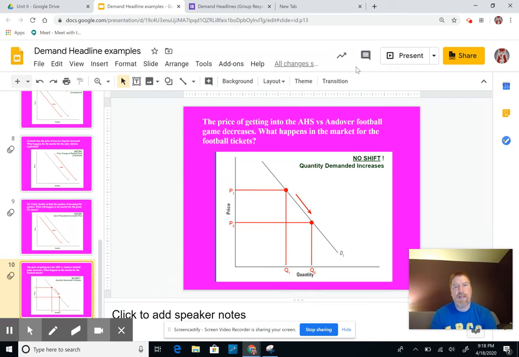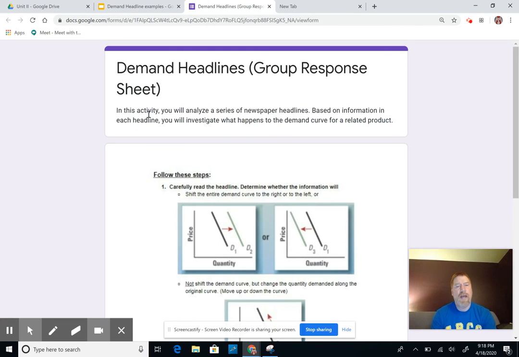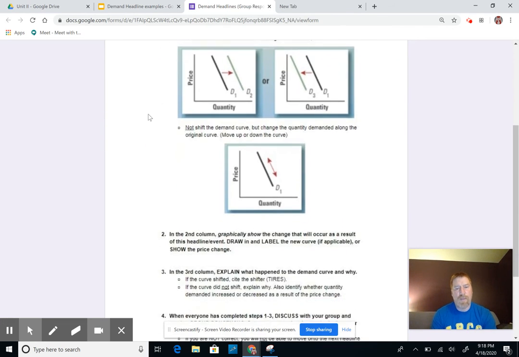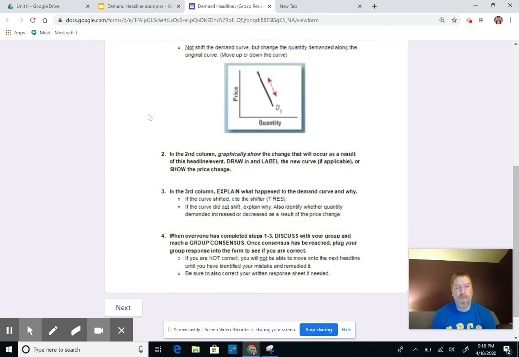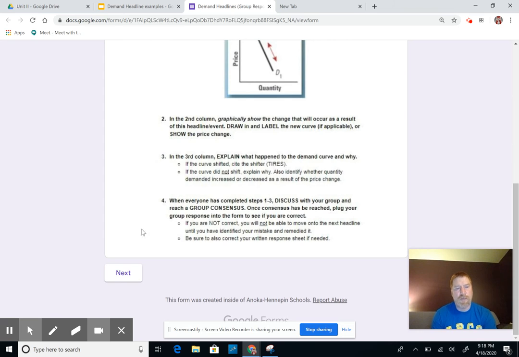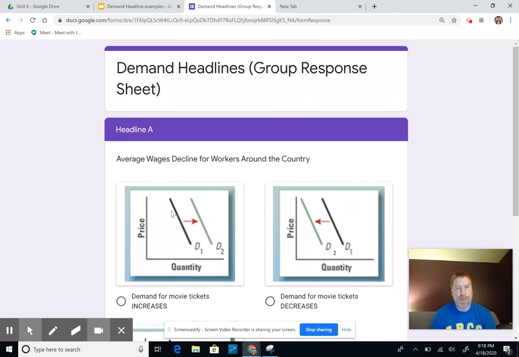So that's just a review of demand and the shifters of demand. You are going to do an activity here, this Google Form activity. We do this in class, but we've always done it on paper. So this is a Google Form one. There's nothing you need to do on this first page here, so just click next. And then there's really nothing on this page either. This would be if we were doing it in class. So now we can get to the actual thing here.